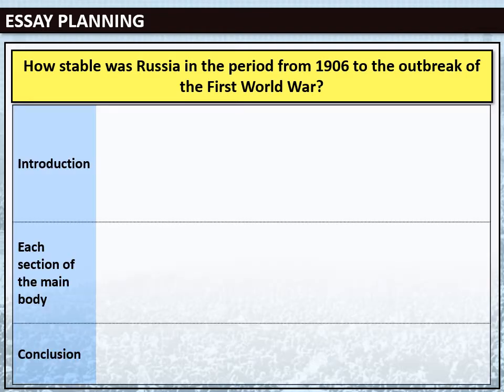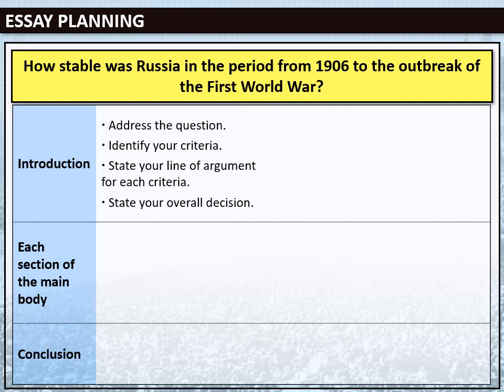Okay, so let's start to plan our essay. Now remember, we're going to need an introduction, a main body with a series of sections in it, and a conclusion. What will we put in each part? In our introduction, we need to address the question, and we need to identify what our criteria are going to be.